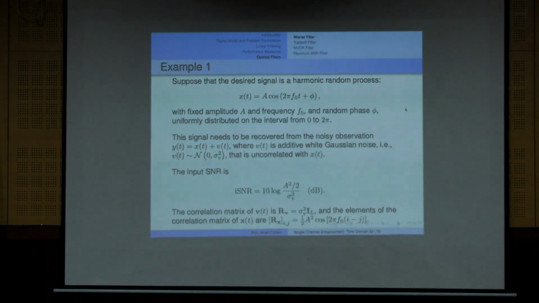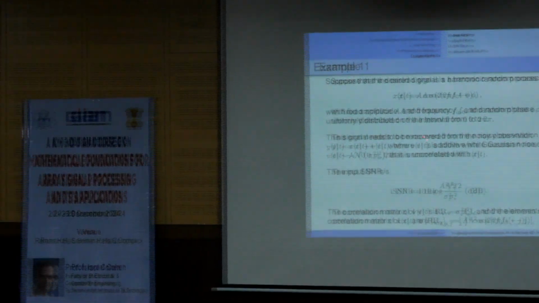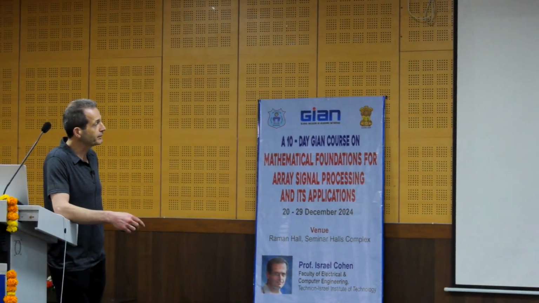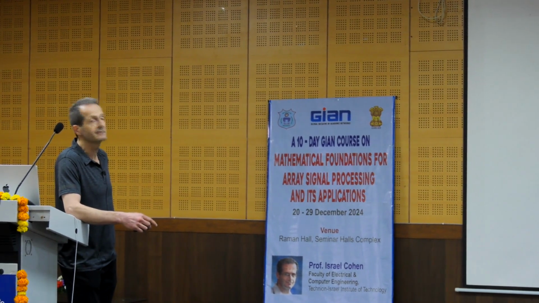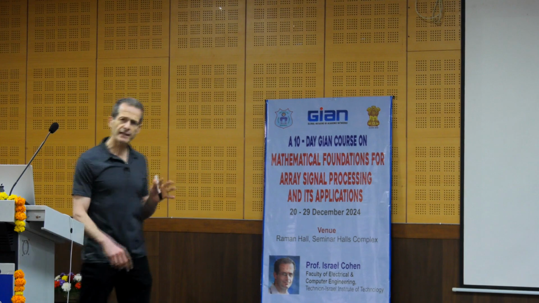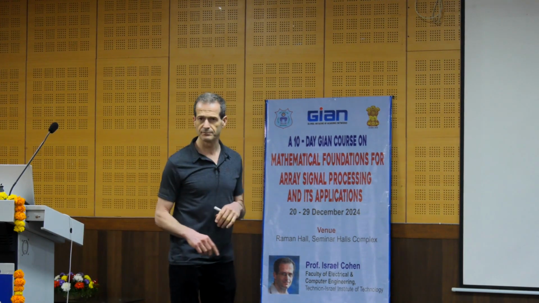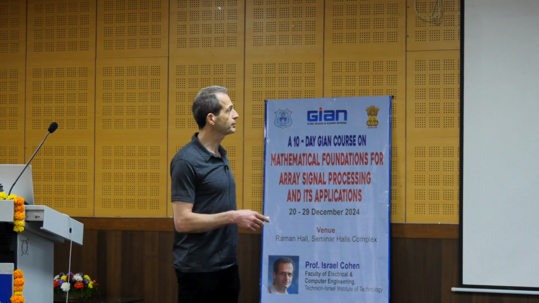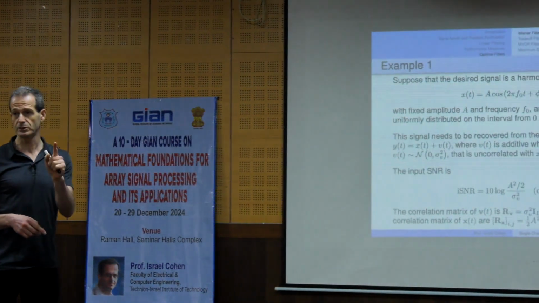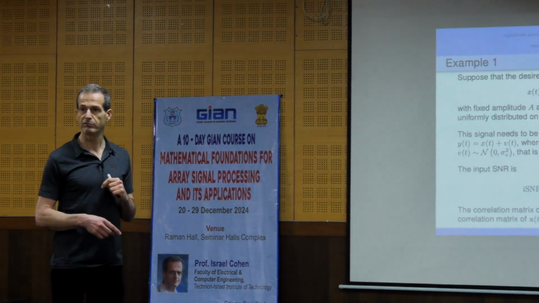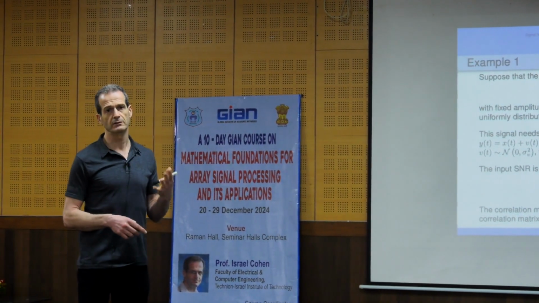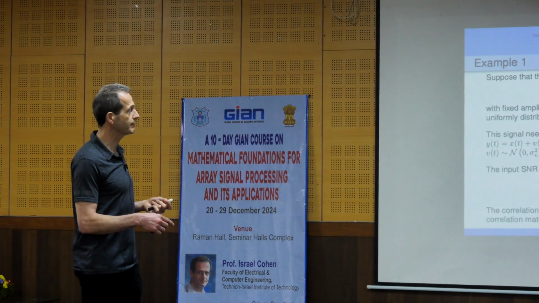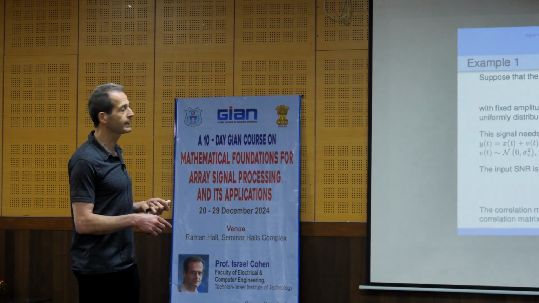Suppose that we measure this signal together with additive white Gaussian noise, and we get the measurements like this. And from the measurements, we want to estimate this signal. In practice, if we know the model and the signal has some parameters, it's better to estimate the parameters and not the signal itself. This is usually called estimation of parameters. So we would estimate the amplitude, the frequency, and the phase.